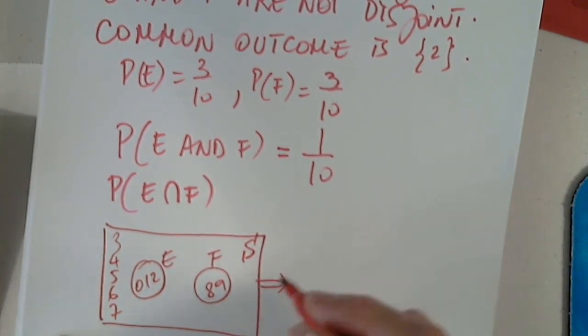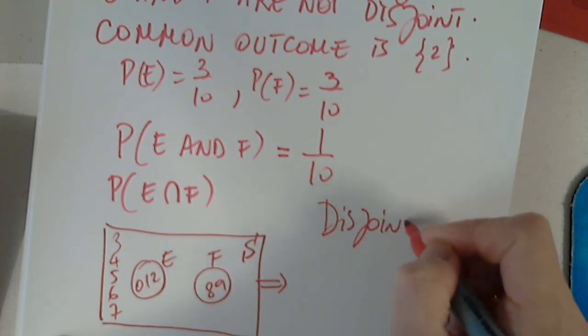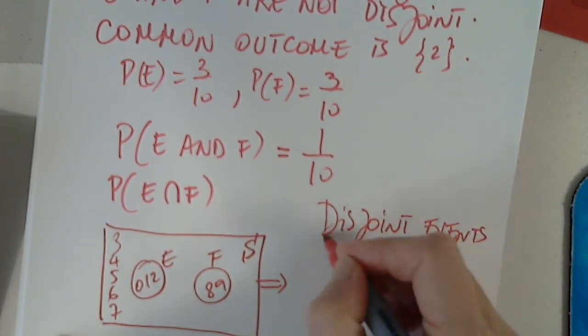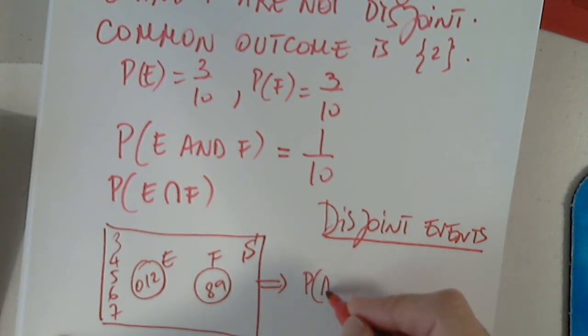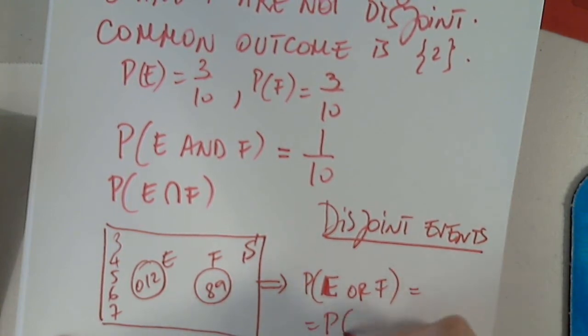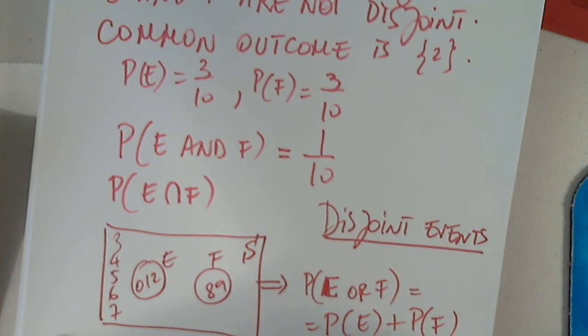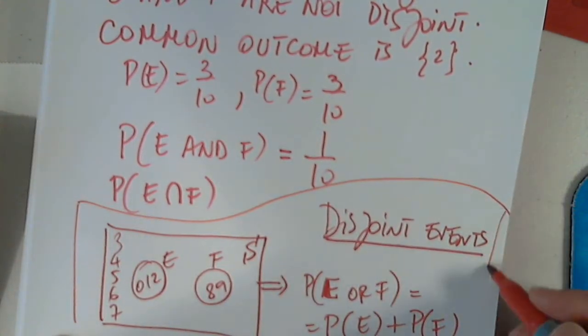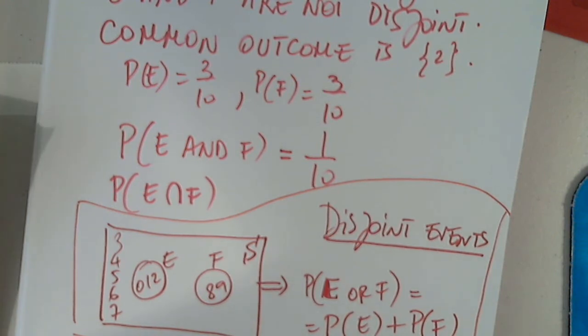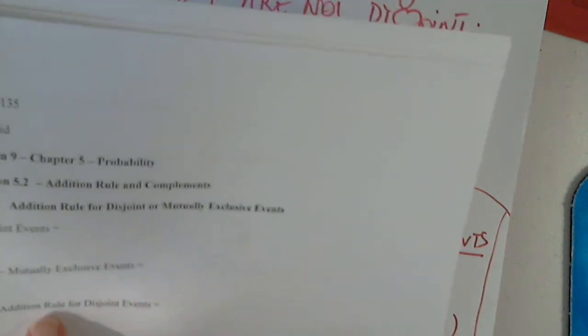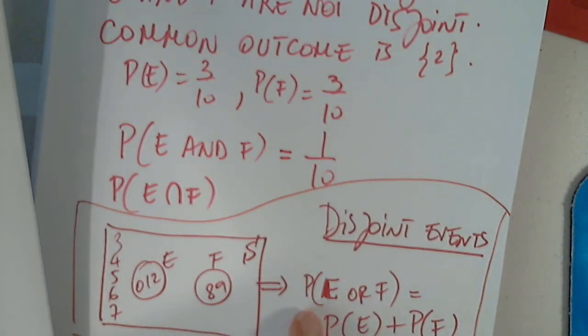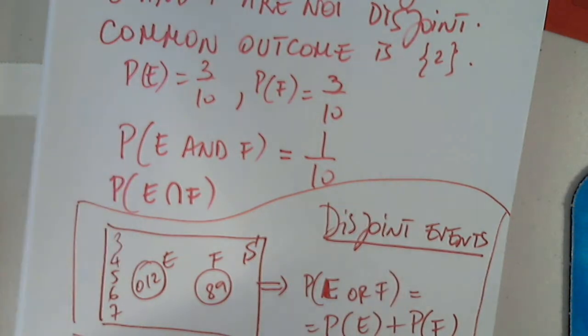And this is the sample space. So here, for disjoint events, the probability of E or F is the probability of E plus the probability of F. This is what it's called, the addition rule for probability of disjoint events. So now we have an example at the bottom of the page, or second half of page 1. Let's take a look.